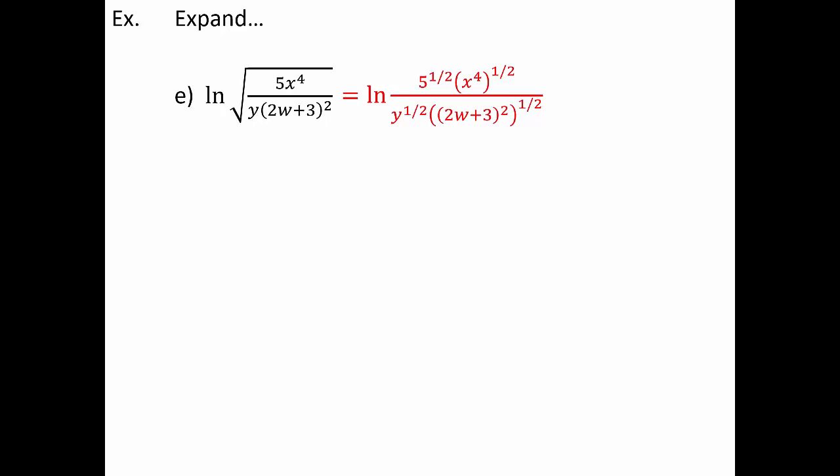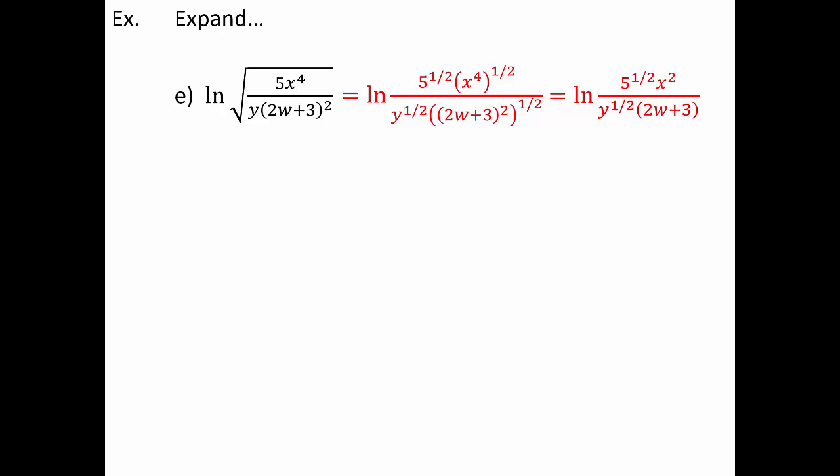Again, before I expand, I'm going to clean this up a little bit. 5 to the 1/2 and y to the 1/2 can't be cleaned up at all. But x to the 4th to the 1/2, a power to a power is a product. 4 times 1/2 would end up being x squared. And on the bottom, 2w plus 3 squared to the 1/2 is actually just 2w plus 3. I don't know about you, but I much prefer this expression to this expression. I think it's going to be a lot easier to expand this than to expand that original version.